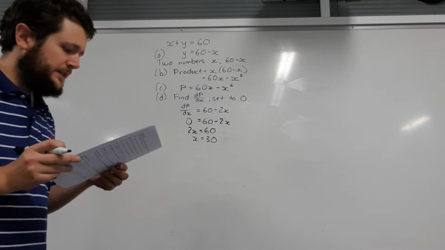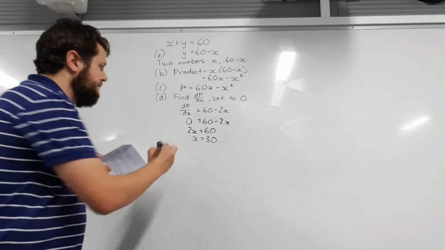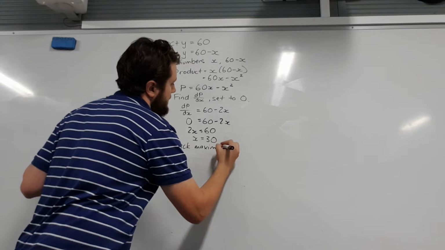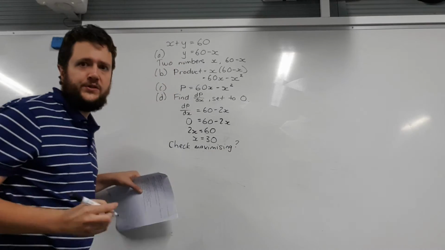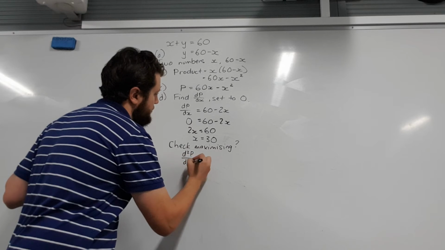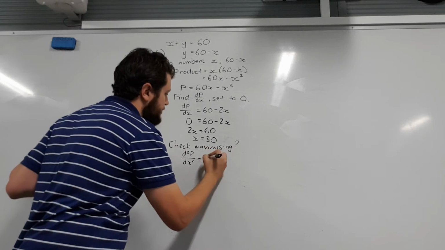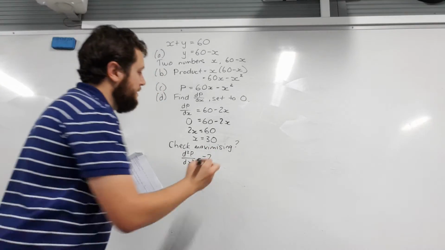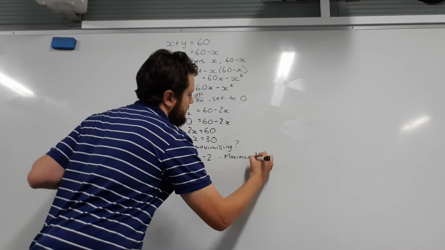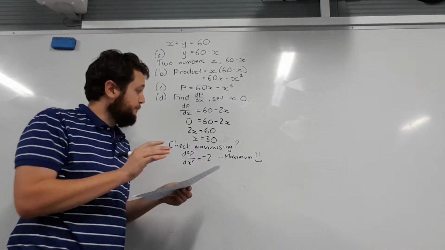So what did it say? Find the value of x that maximises the value of p. Should we check it's actually maximising? Again, the easiest way there is probably just to do the second derivative. So I'll do d2p over dx squared. If I differentiate that, I lose the constant. I'm going to be left with merely negative 2, which means the only critical point there must be a maximum. Yay. All right, so I just confirmed that it's a maximum. That's it. We found the value of x there.